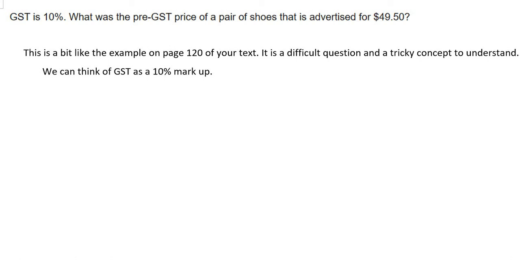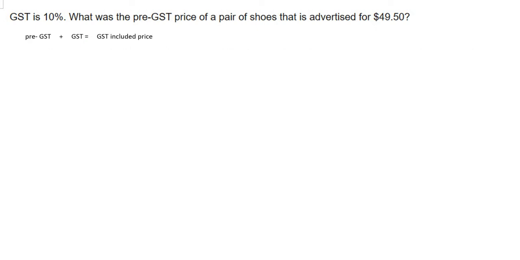Now we can think of GST as a 10% markup. So that's what the example on page 120 of the Pearson text is referring to. So basically what we have is our pre-GST price and we add on the GST and that gives us our GST included price. So if we think of our pre-GST price as our original 100% and then we add on to that 10%, that means our GST included price is 110% of our original price.